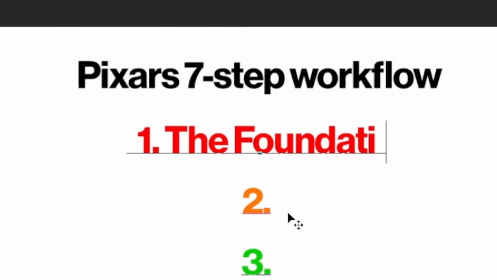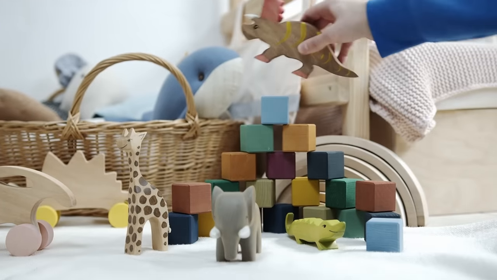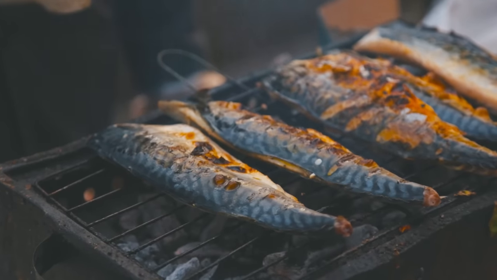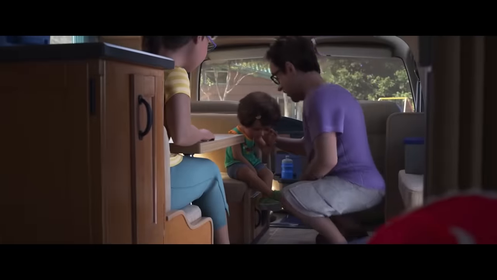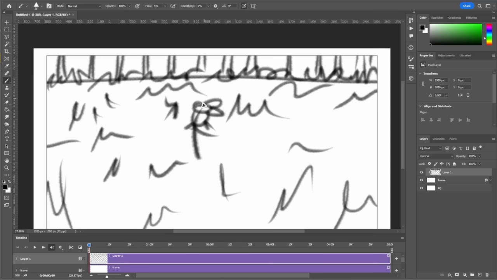Step 1, the foundation. Toy Story, a bunch of toys. Finding Nemo, a bunch of fish. Cars? You get the point. The animation can look amazing, but if it doesn't tell a great story, it doesn't leave a lasting impression. So after writing out the script for my animation, the next step is to visualize it in a storyboard.